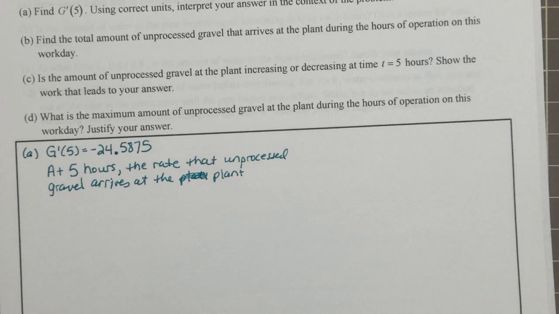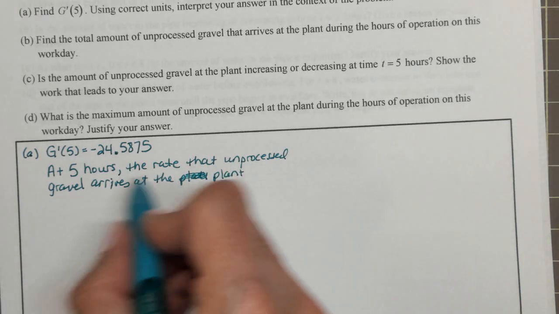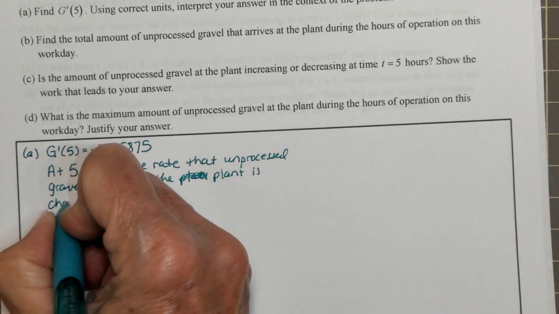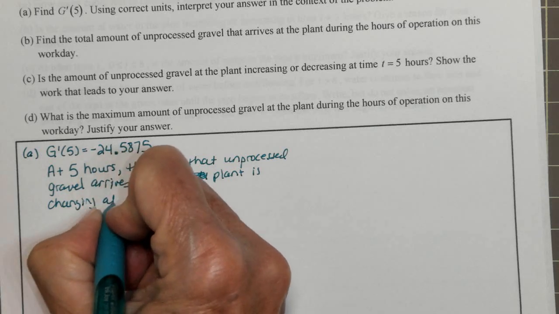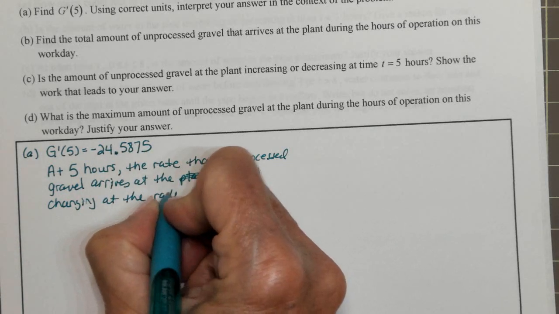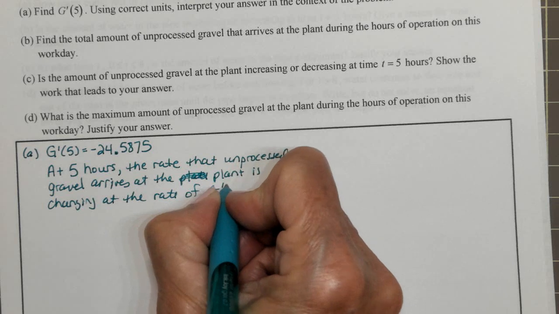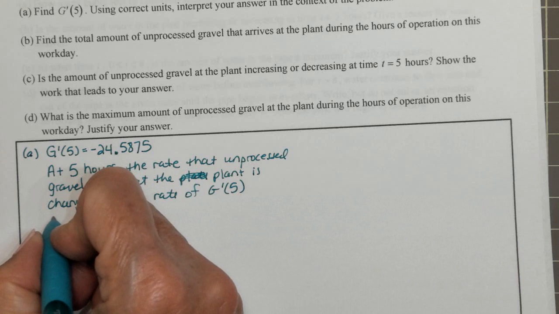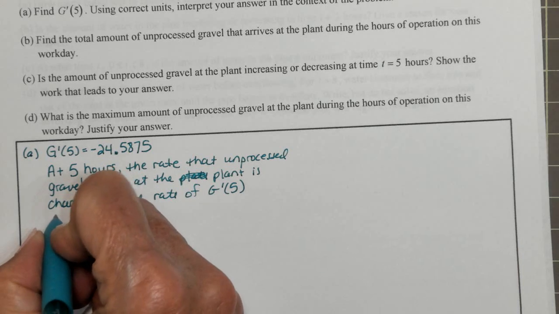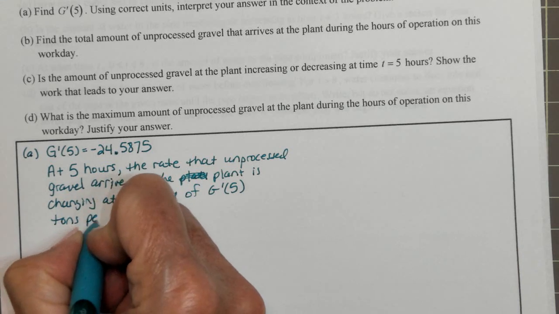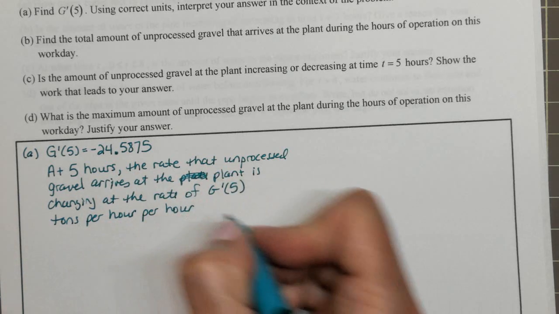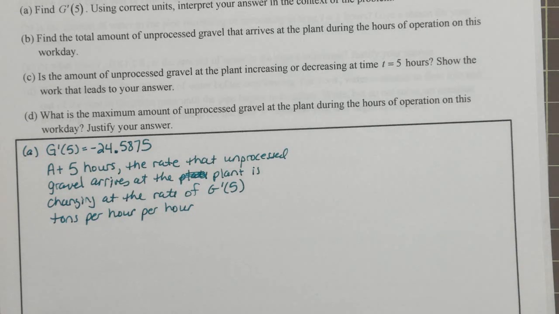That's just G. Now I want G prime, so the rate that unprocessed gravel arrives at the plant is changing at the rate of G prime of 5. Now I need units on G prime of 5. What were our units? Tons per hour per hour. Or you could say tons per hour squared.